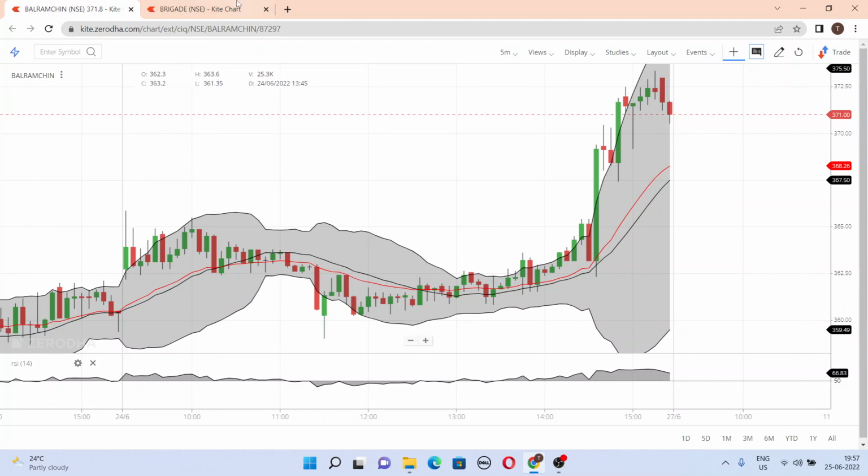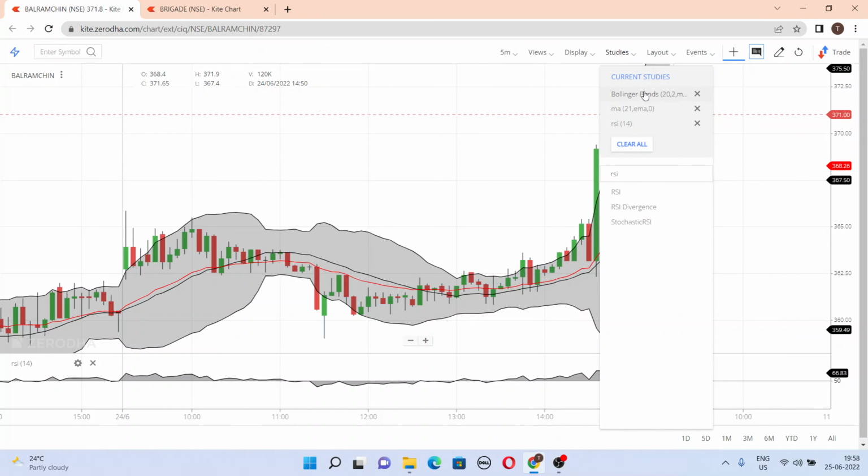As you can see here, I have the chart of Balrampur Chini. I have a 5 minute time frame set up here. In terms of indicators that we need, of course, the first thing we need is a Bollinger Band. Generally you go for a standard deviation of 2 with the Bollinger Bands, and then you can also apply an exponential moving average of 21. And then of course RSI as well. So these are the three indicators I would primarily require for this trade setup.